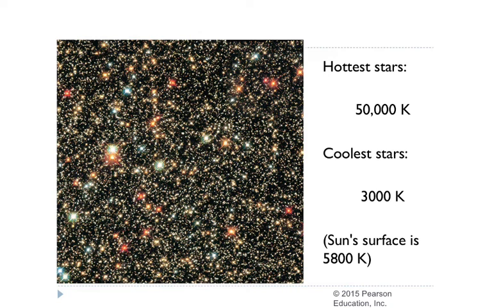And when we look at the spectra, we see that the hottest stars are at about 50,000 degrees Kelvin, and the coolest stars are at about 3,000 degrees Kelvin. Our sun, just as a reference, is at about 5,800 degrees Kelvin. And here in this image, every single dot represents a star, and we could see some coloration. Reddish on the cooler end, some yellow, a little bit warmer, and then some bluish and white stars, which represent the hottest stars.